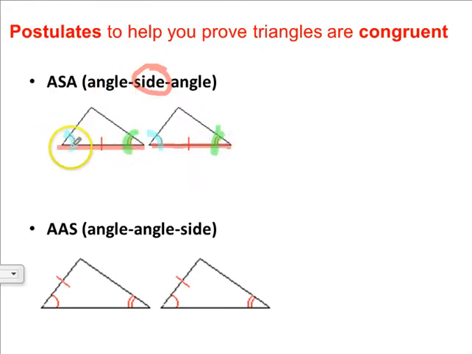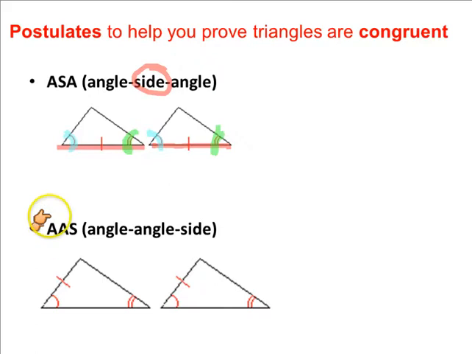Notice that we've got an angle, I'll get my pointer out again, an angle, and that side is sandwiched between the two angles. So see how the order is important here? Angle, side, angle. The angle with the sandwiched side. And if we can find that pattern, we can prove that two triangles are congruent.